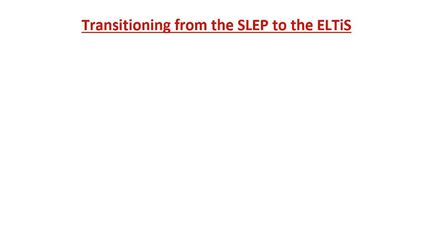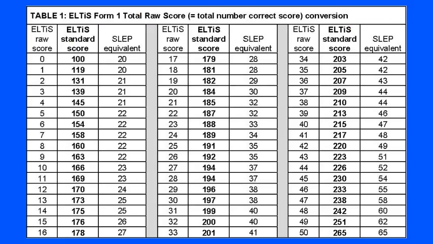For organizations that are transitioning from the SLEP to the ELTIS, we have published a special form of the ELTIS score conversion table with 3 columns. One for total ELTIS raw score, one for the corresponding ELTIS standard score, and one for the SLEP equivalent of each score. Using these tables is simple. Let's take a look at the ELTIS score conversion tables in the light of an example.